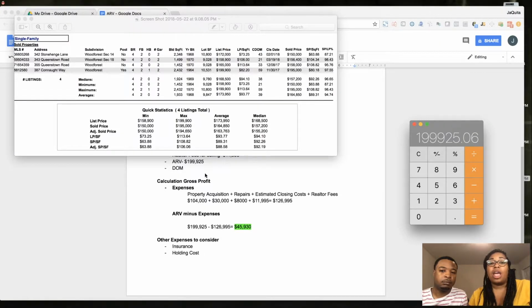So that's how I came up with this number here for the ARV, the 199,925. And then I want to take you all to look at the days on the market for the properties that we're looking at. Actually, we can look at them here. Looks like 43 days on the market for one, 21 days, 33, and 59.